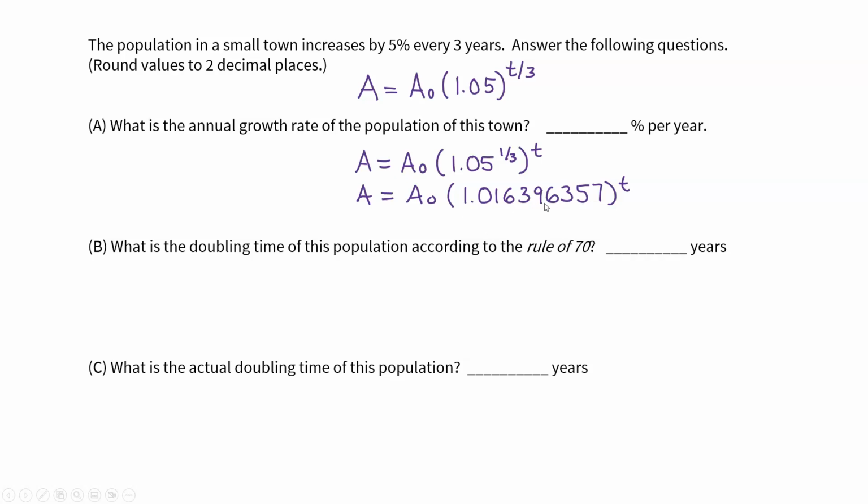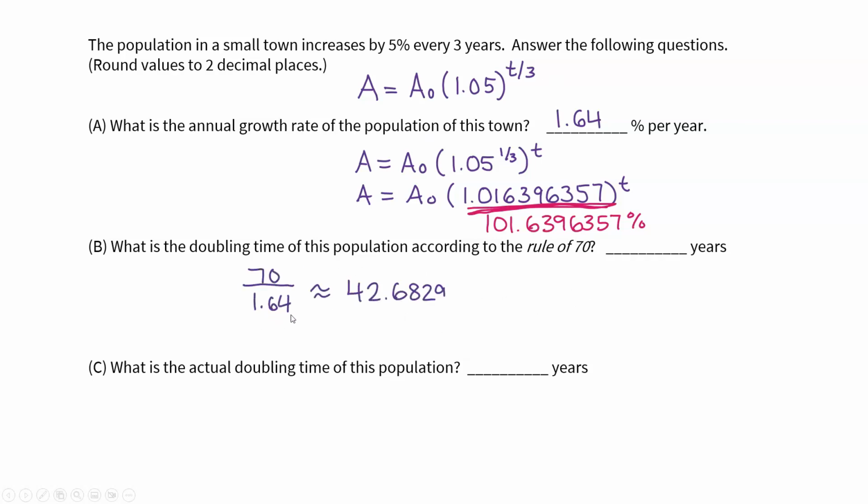This is going to help you figure out what the annual growth rate is, because you're getting about 101.6396, or about 101.64% per year. And so if you round the percentage growth, you're going to have 1.64% per year. It's this value that you would use with the rule of 70, because you would get that the doubling time would be 70 divided by 1.64, which is about 42.6829, or 42.68 years. But that's an estimate.